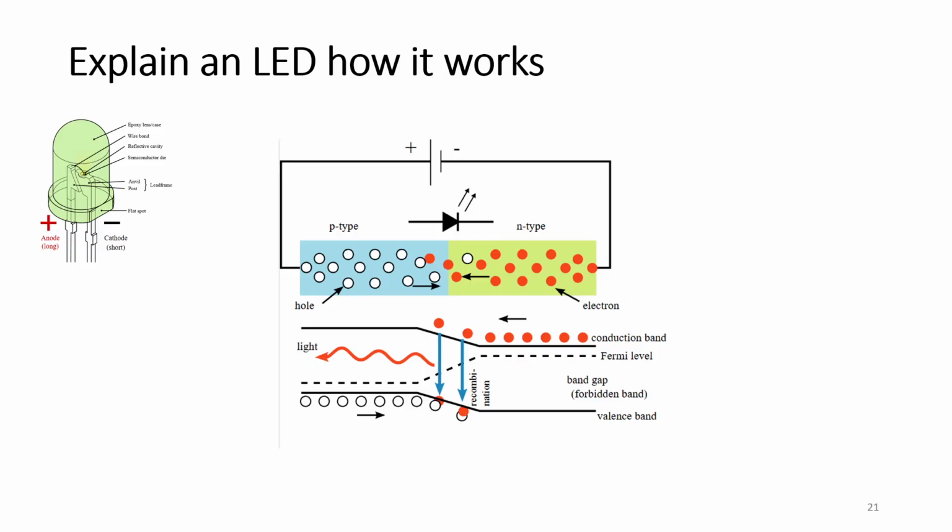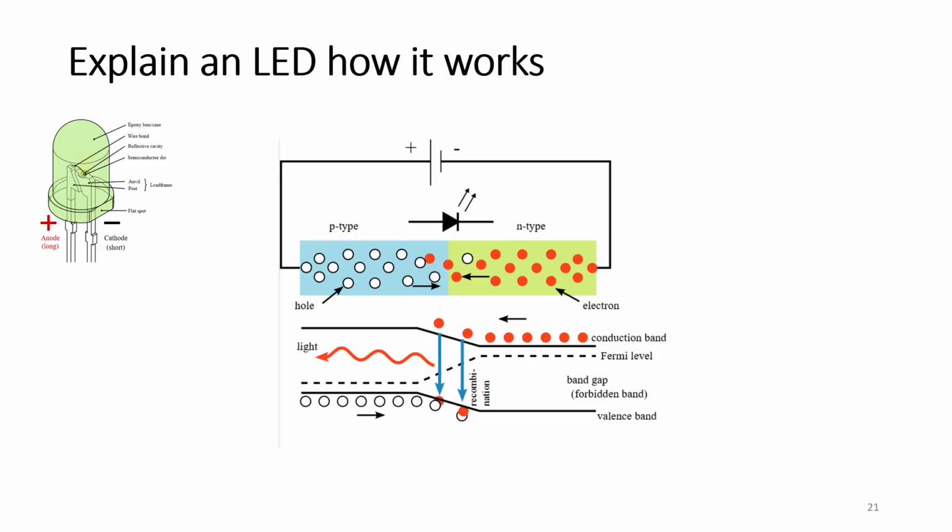When a battery is connected so that the positive terminal is connected to the p-type and the negative terminal to the n-type, the LED is forward biased. This applied voltage lowers the potential barrier at the junction and allows charge carriers to move. Under forward bias, electrons in the n-type region are pushed toward the junction, while holes in the p-type region move in the opposite direction, also toward the junction. This carrier movement constitutes an electric current through the device.